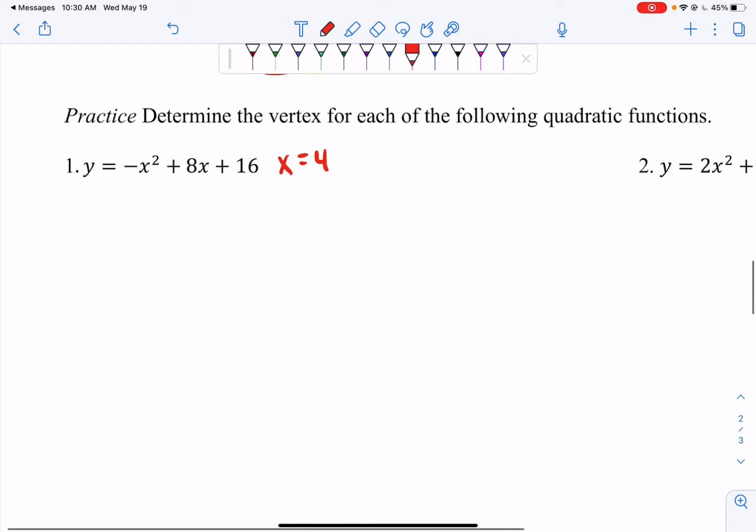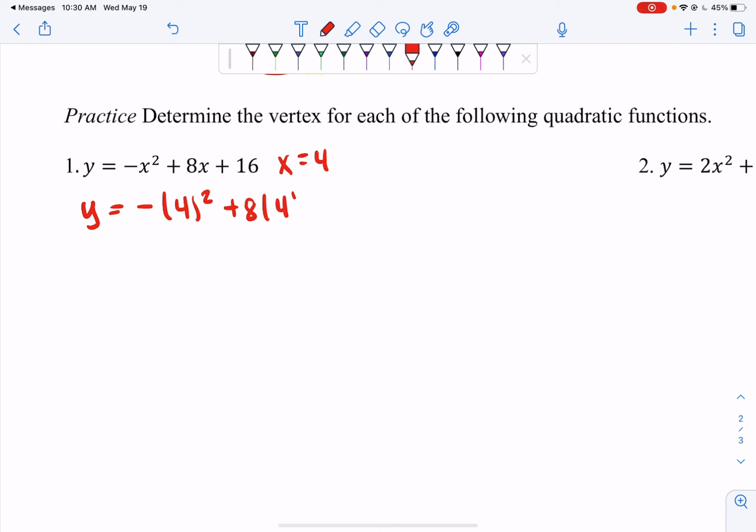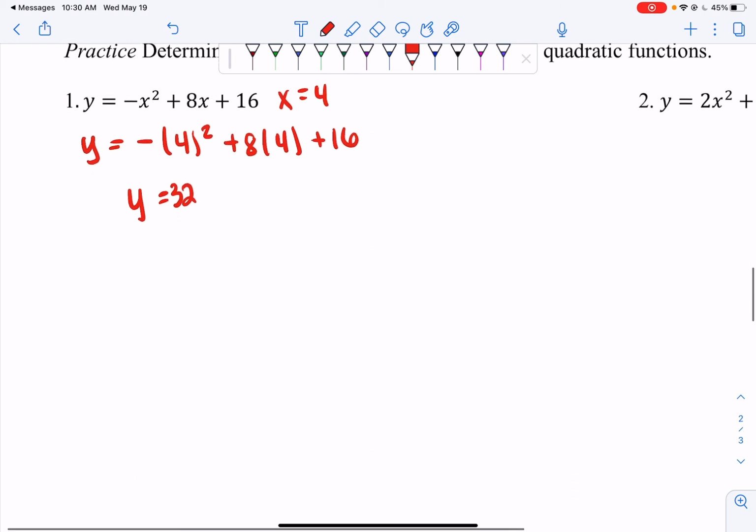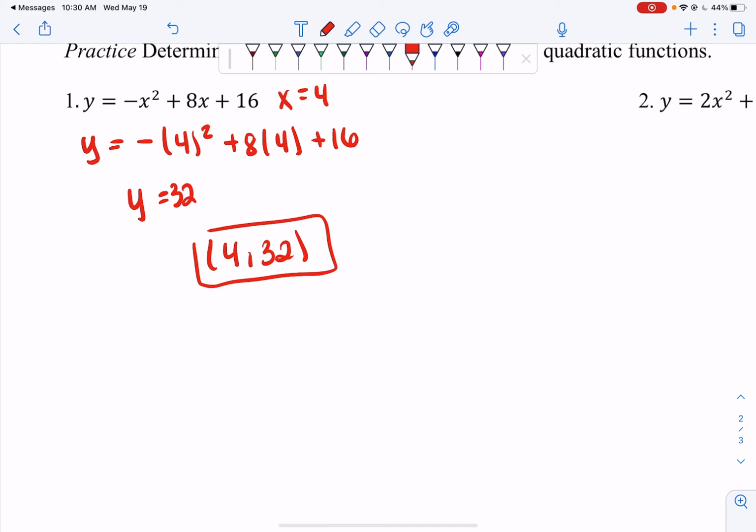So if I want to determine the vertex, I just plug in a 4 everywhere I see an x. Type that into your calculator and tell me what you got. Very good, you should get 32. So that means my y value is 32. My x value is 4, so my vertex is 4, 32. And that's your final answer.